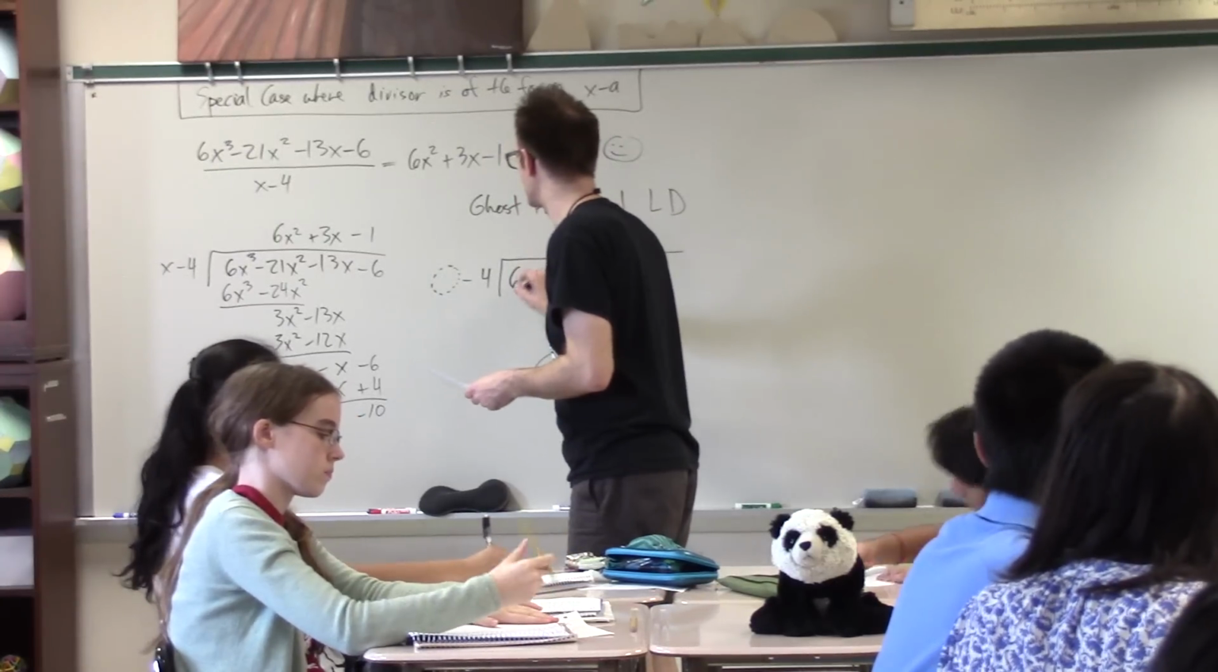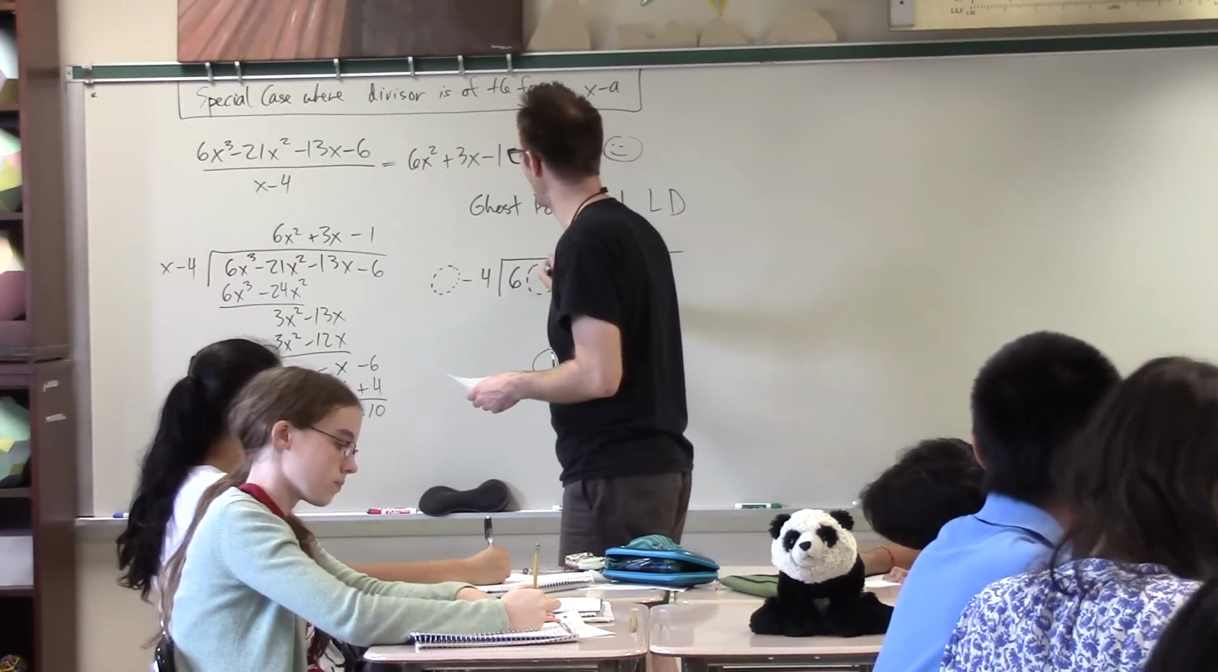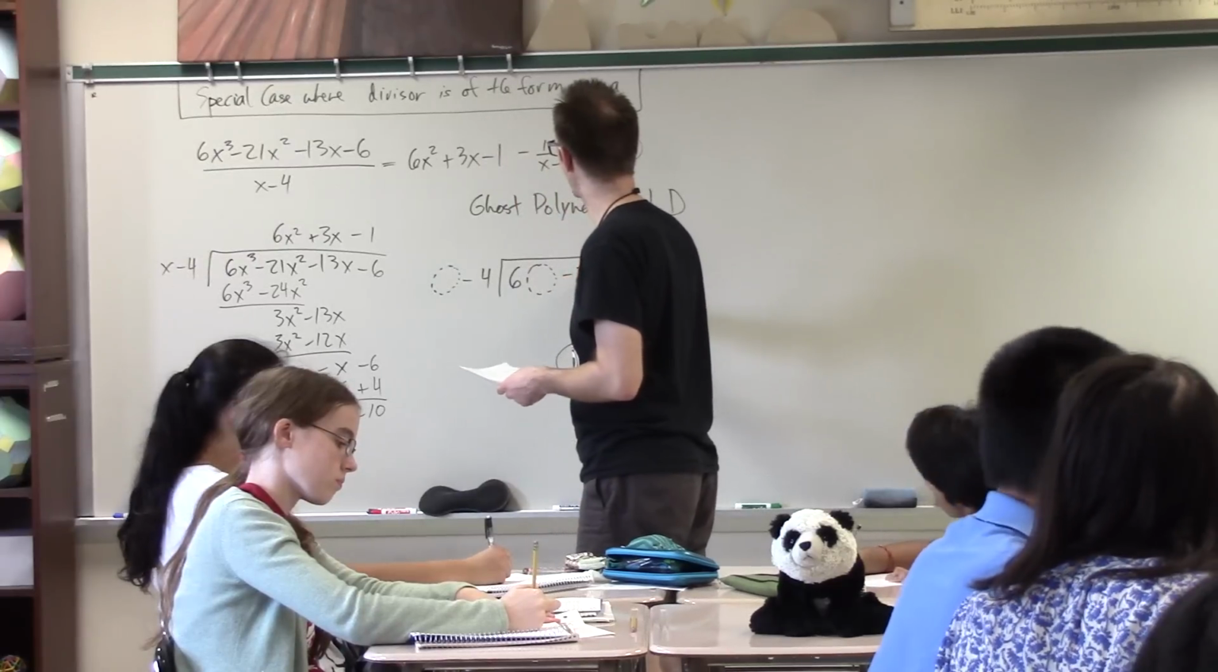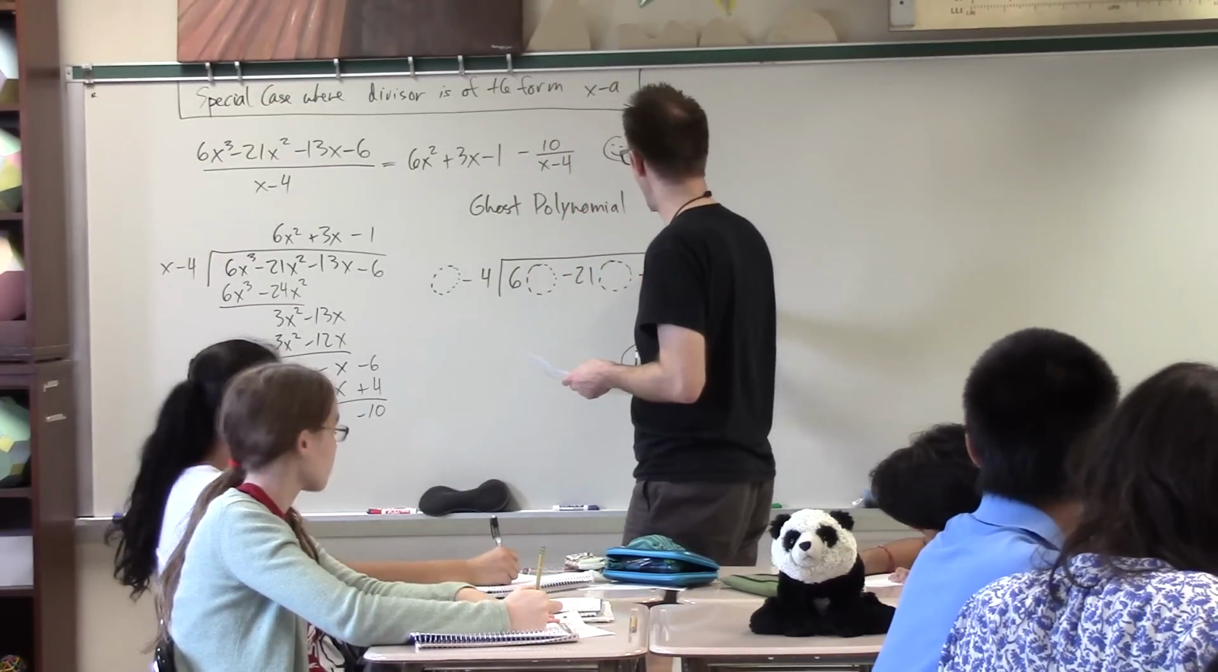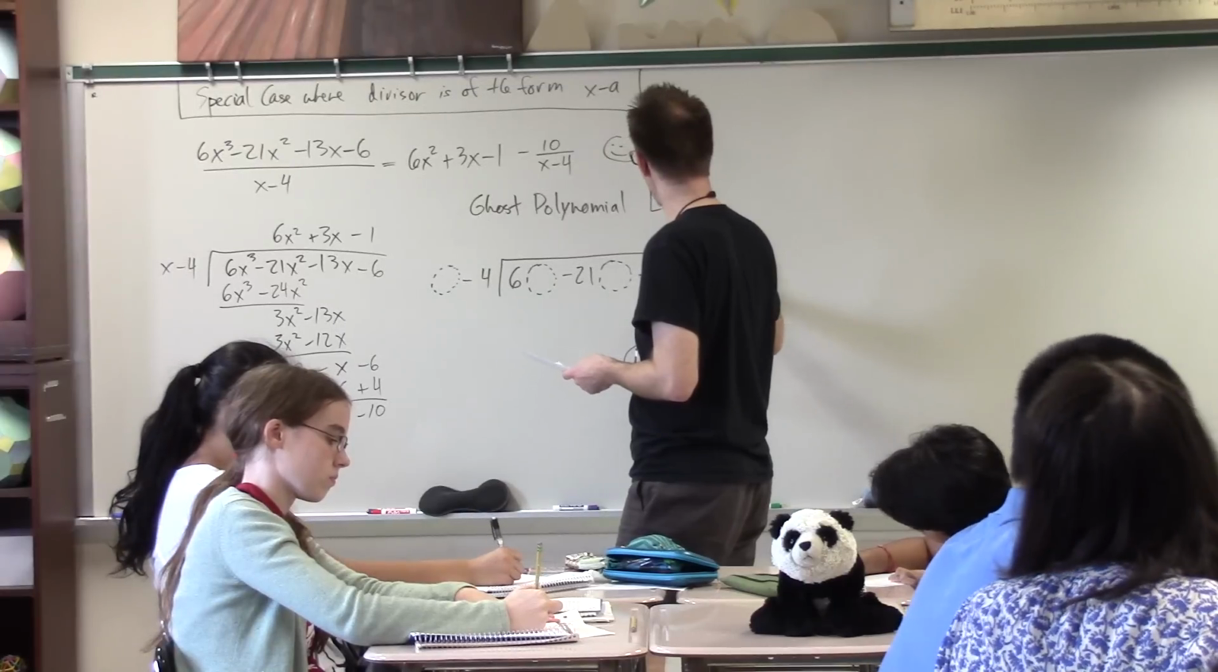And now, what's the original problem? The original problem is 6, I don't need to know how many, minus 21, I don't need to know how many, minus 13, I don't need to know how many.